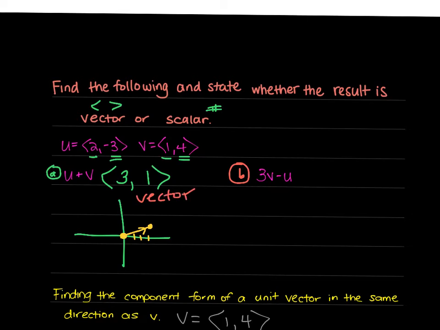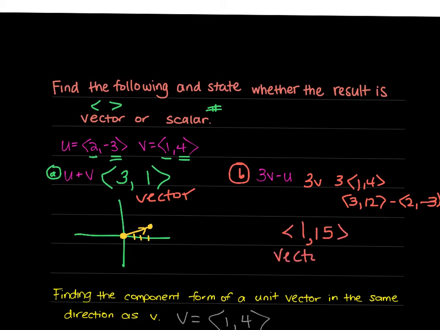B says 3v minus u. So the first thing I'm actually going to do is 3v. So this is 3 times 1, 4, which is 3, 12. And then I'm going to subtract from it u, which is 2, negative 3. So 3 minus 2 is 1. 12 minus a negative 3 becomes 12 plus 3, which is 15. And then again, this is a vector. And if you wanted to graph it, you would start at 0, go to the right 1, and then up 15. And that would be your graphed result.